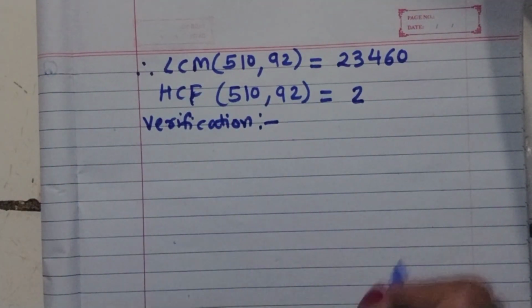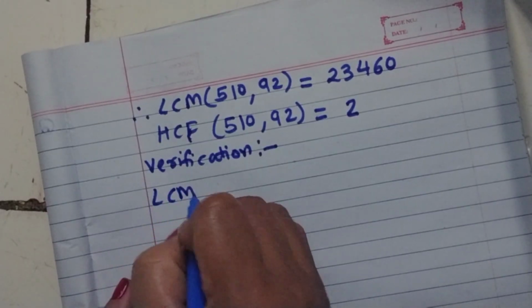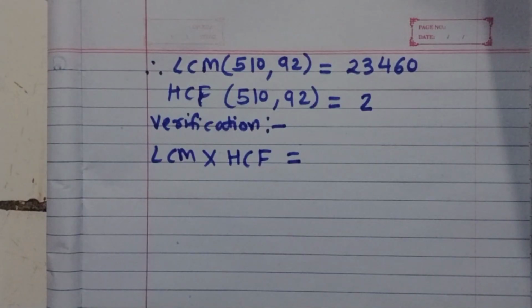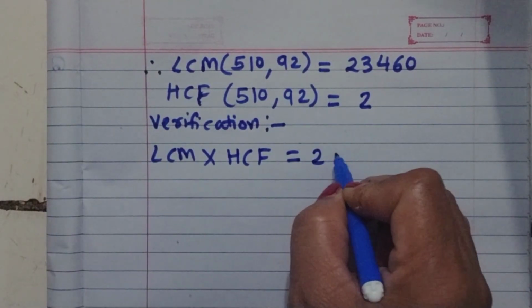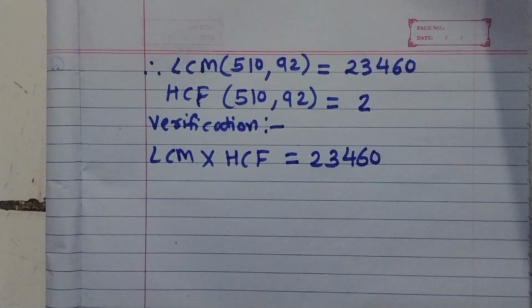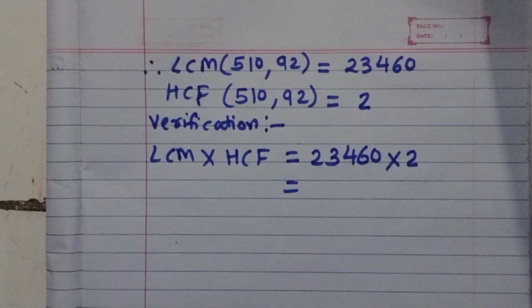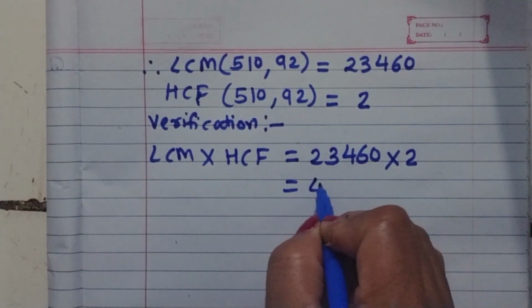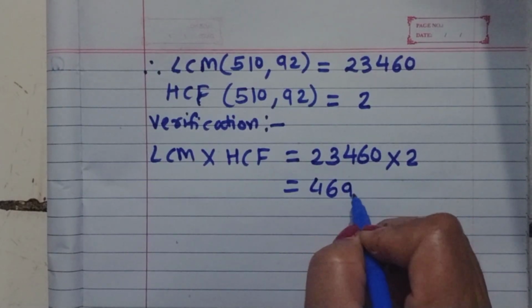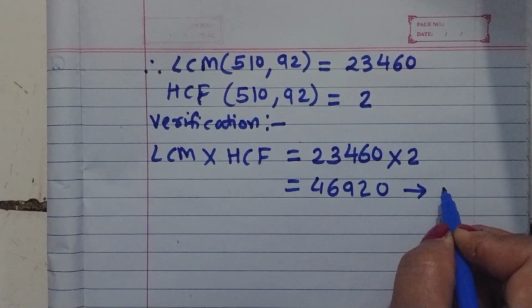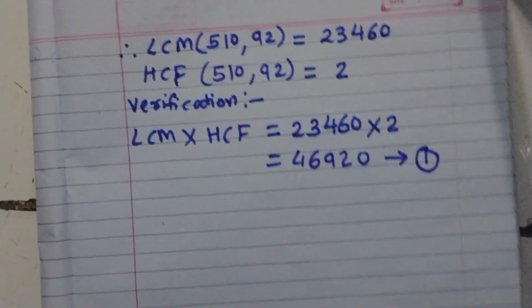Now LCM multiplied by HCF is equal to, so LCM of 510 and 92 is 23,460. HCF of 510 and 92 is 2. So when 23,460 is multiplied by 2, we get 46,920. We give this as equation 1.